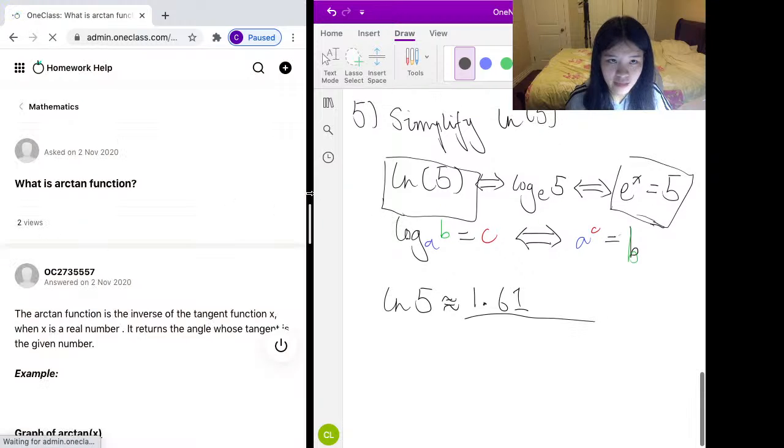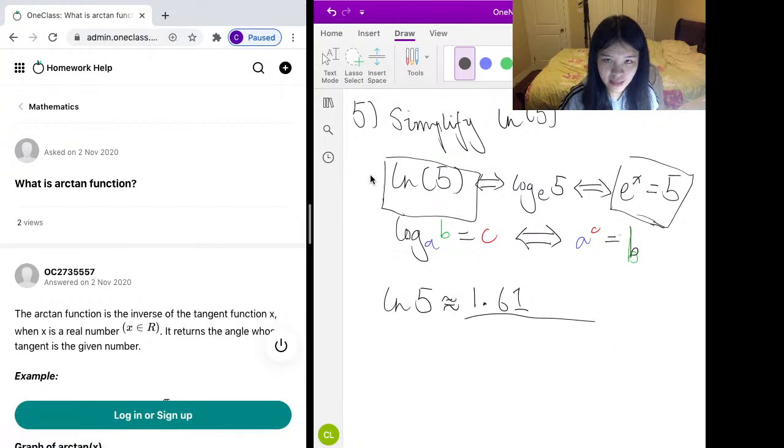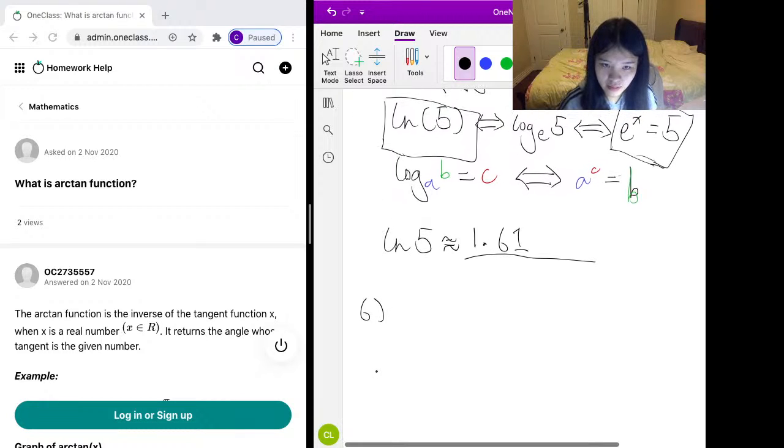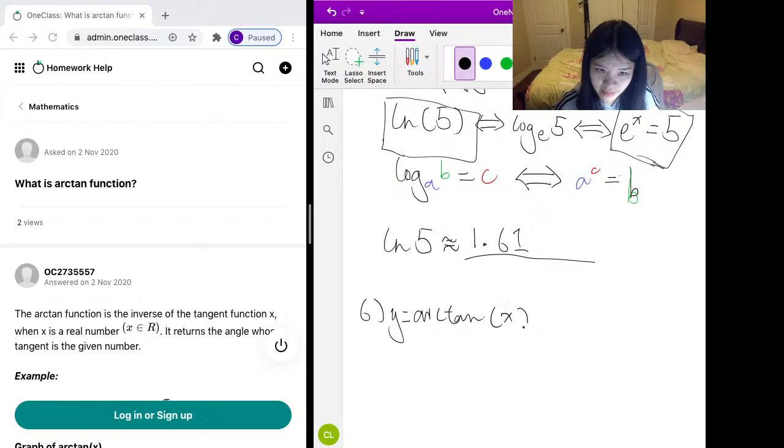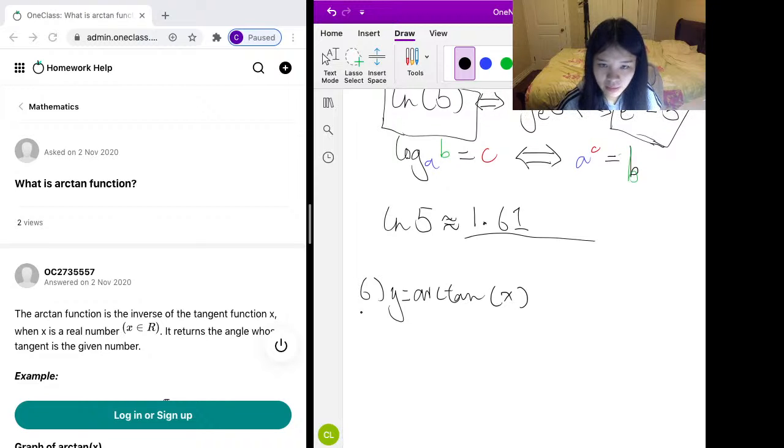Now let's move on to our sixth problem. Our sixth problem is asking us what the arctan function is. Usually the arctan function is written as the function y equals arctan of x. The arctan function is the inverse of the tangent function, the inverse of tan x.